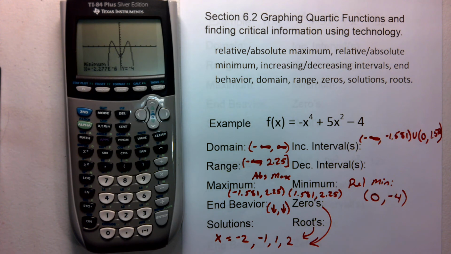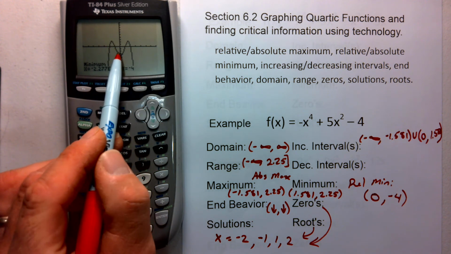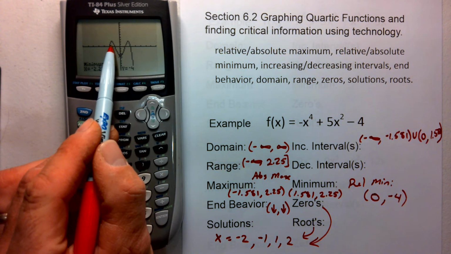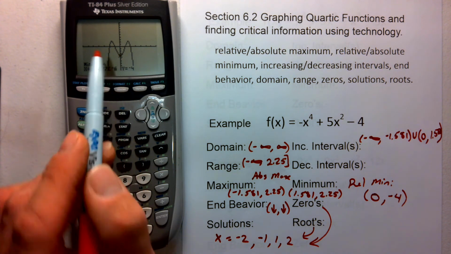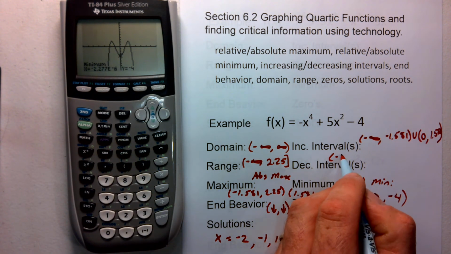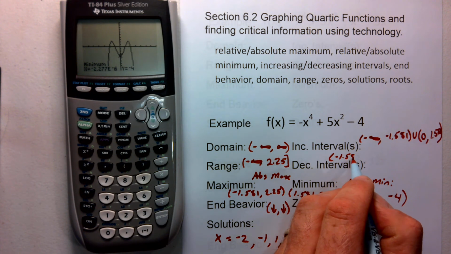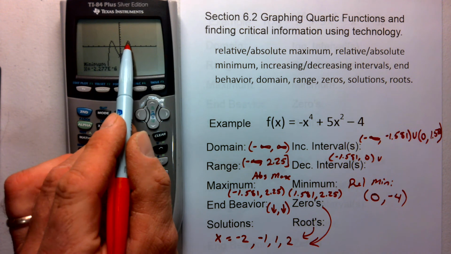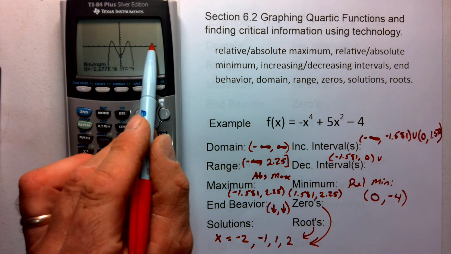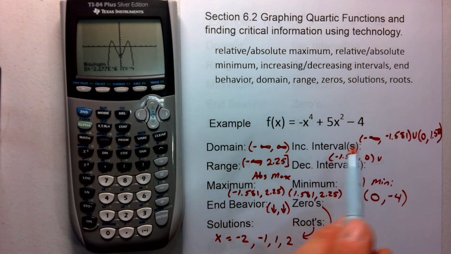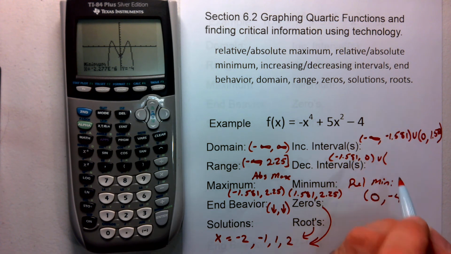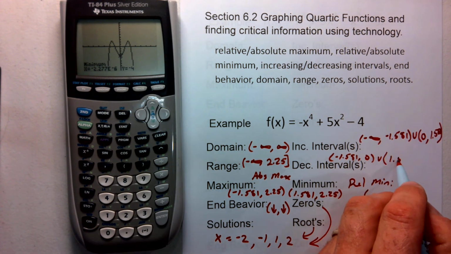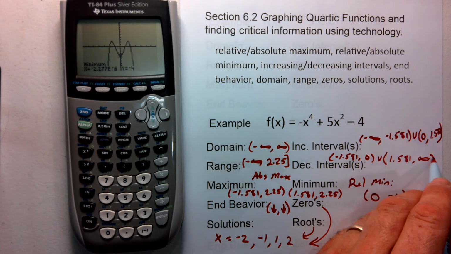Decreasing intervals. And we're decreasing from this point to this point. So our x values are going to be negative 1.581 to 0. And we're also going to have a decreasing interval from this point all the way out to positive infinity on the x-axis. So that's going to be our 1.581 to infinity.